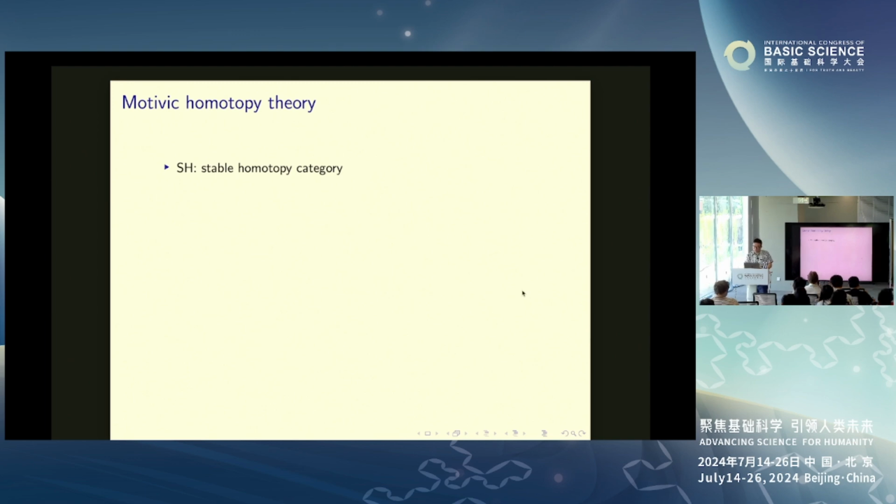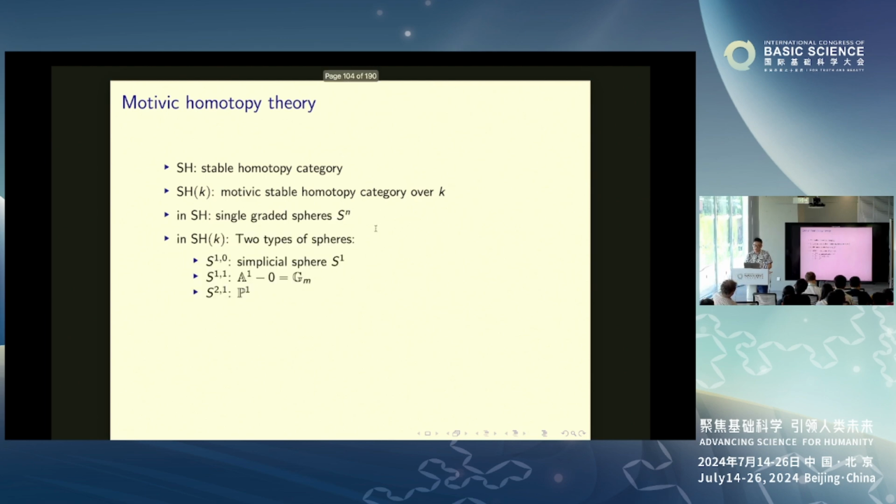SH is my notation for the stable homotopy category. Over any base field k, there is a stable infinity category or triangulated category, SH(k). In the classical case, there is a single graded sphere, but in the motivic case, there are two types of spheres. One is the topological sphere. The other one is Gm, the multiplicative group, which is just the affine line minus a point. We call this S^{1,1}. We smash them together, we get P1. So as classically, when we invert things, we should invert both types of spheres in order to have a stable category.